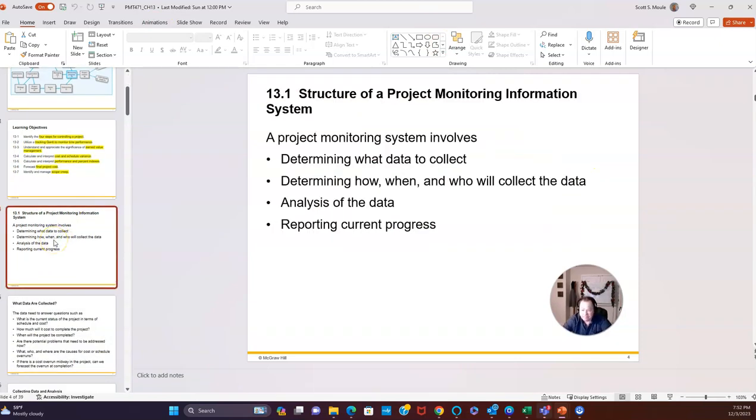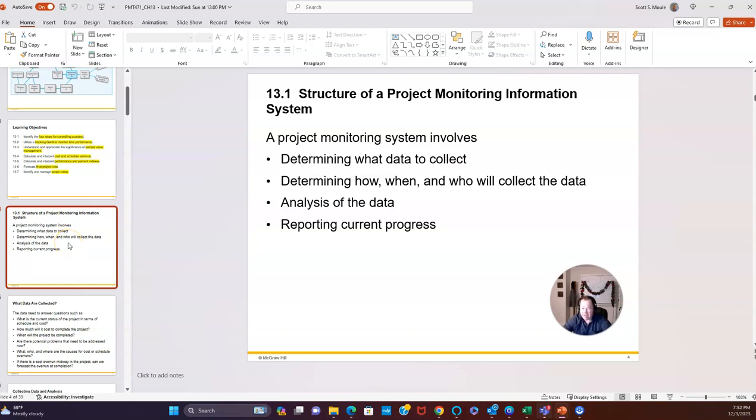Let's talk about the 4 different aspects of monitoring a project. When we monitor a project, these are the 4 things we have to consider. Number 1, what data do we want to collect in order to gauge how our project is performing? We need to determine the how, the when, and the who of collecting the data. How are we going to collect it? How often are we going to collect it? Monthly, biweekly, weekly? And then who on the project team is going to collect it?